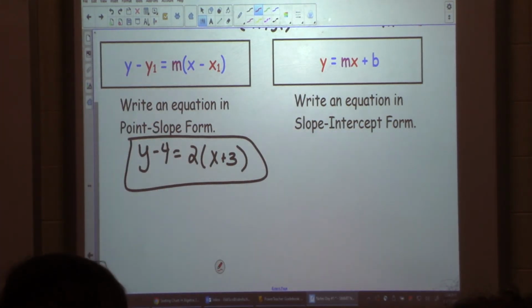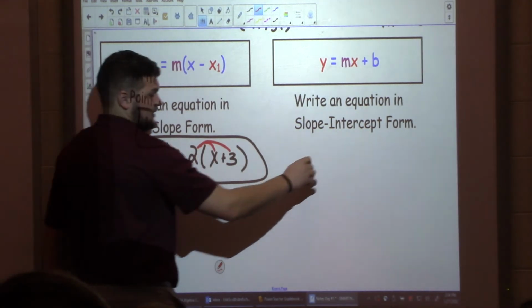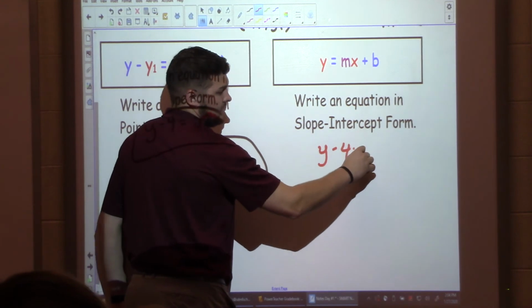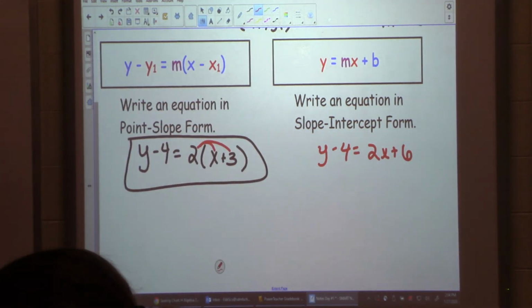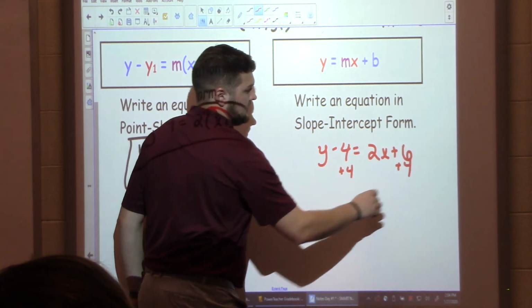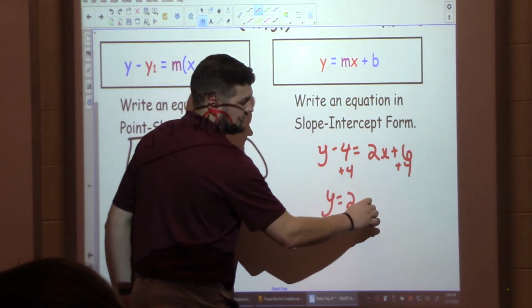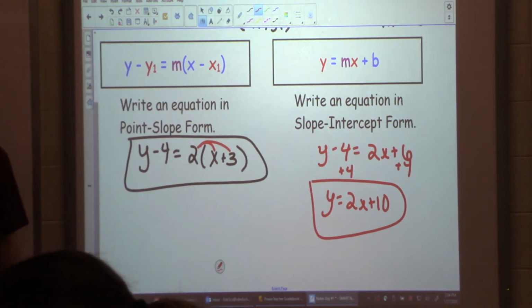First step in doing that is going to be distribute your slope. So distribute the 2. You get y minus 4 equals 2x plus 6. Then I'm going to add 4 to both sides. I get y equals 2x plus 10. And now that's in slope-intercept form.